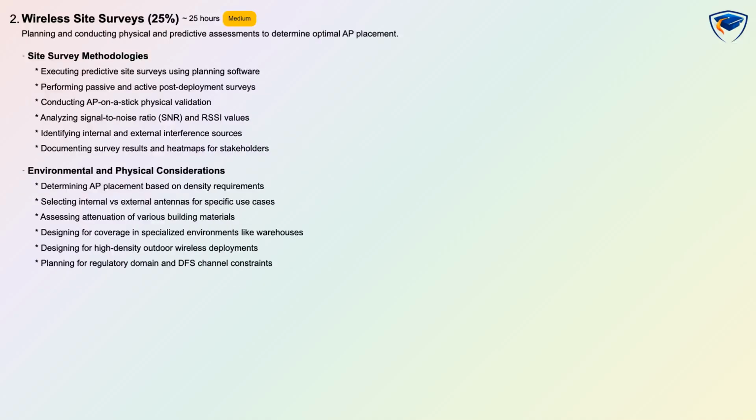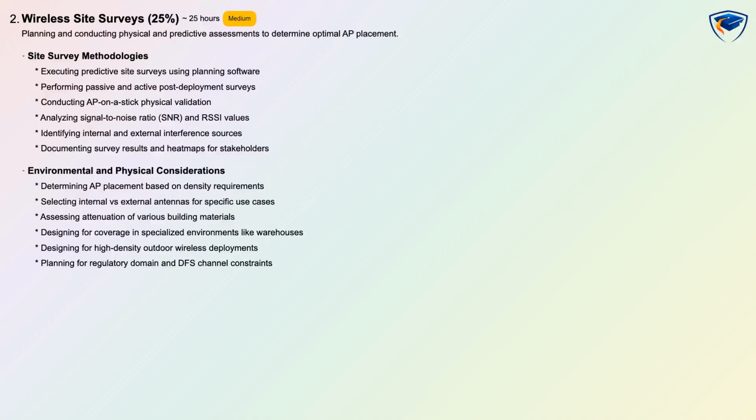Wireless site surveys are 25% of the exam and focus on planning and conducting physical and predictive assessments to determine optimal AP placement. Difficulty is medium, estimated learning time hours is 25, and the assessment type is scenario-based. You will learn site survey methodologies including executing predictive surveys with planning software, performing passive and active post-deployment surveys, and validating deployments with AP on a stick testing while analyzing SNR and RSSI metrics.